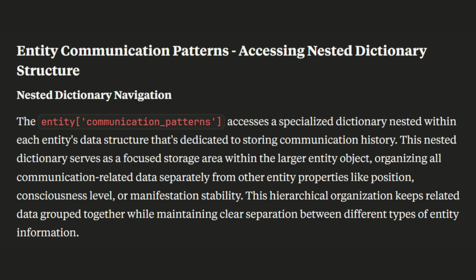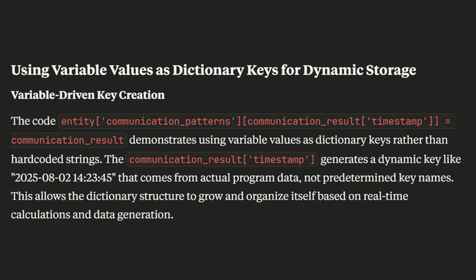Entity communication patterns accesses the communication patterns dictionary within our entity. Communication result timestamp uses the timestamp value as the dictionary key. This might be 2024-01-15 14:23:07 equals communication result, which stores the entire communication result under that timestamp key.